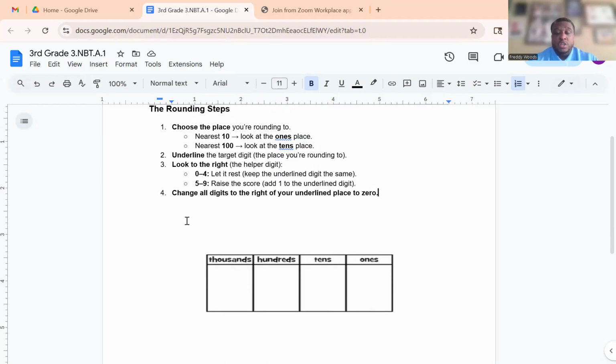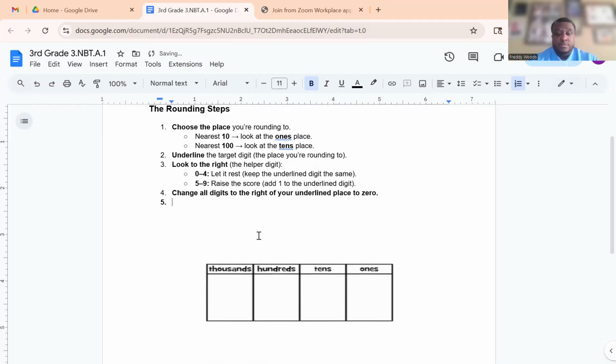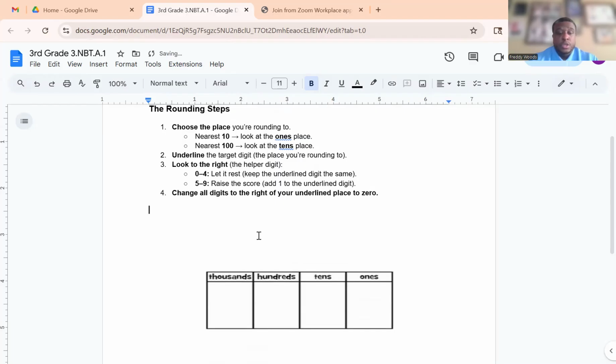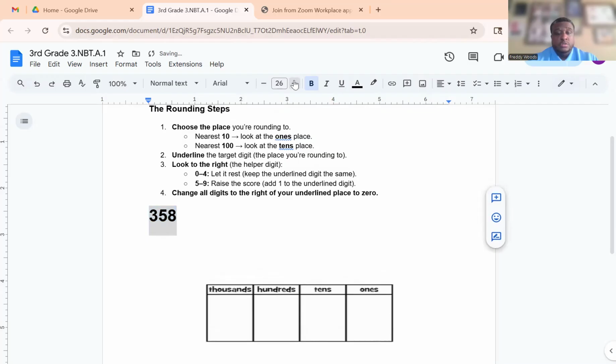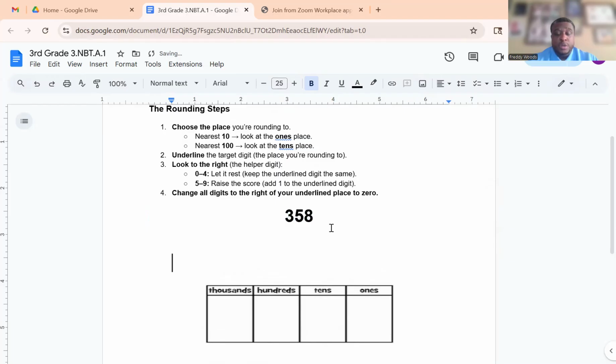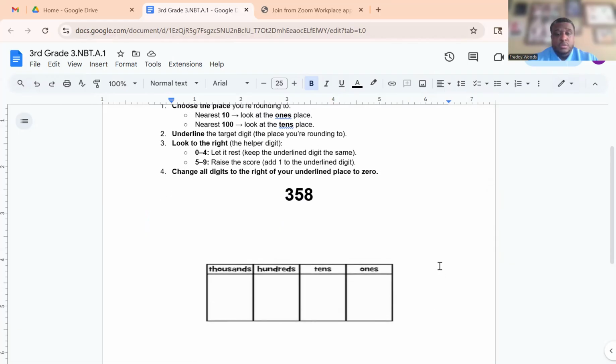All right, let's take a look at how we apply all of these steps to round the number to the nearest 10. So let's say I have the number 358. All right, let's make this number a little bigger. I have the number 358, and I want to round this number to the nearest 10.